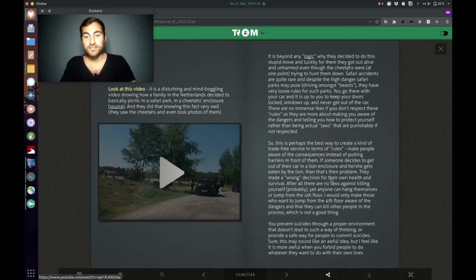Another example is if you jump from a high building to commit suicide, you should also not forbid that. You should let people do whatever they want to do, but you should rather come up with a proper environment that doesn't lead to such a way of thinking, or in another case you should provide a safe way for people to commit suicide. And the TROM superhero says, sure, this may sound like an awful idea, but I feel like it is more awful when you forbid people to do whatever they want to do with their lives.